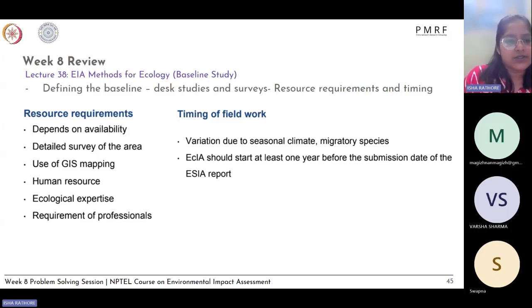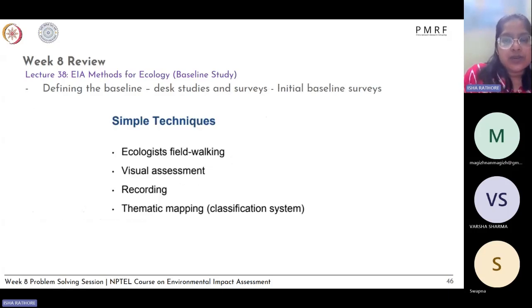For desk studies, you need to see whether there is availability of data from these organizations, which we saw in the last slide, and whether a detailed survey of the area is available. Whether you can use GIS mapping for getting that kind of data. What kind of human resource you have, what kind of ecological expertise or expert panel you have, and whether you require professionals or not to do the desk studies. Okay. So, simple techniques which can be used for your baseline studies and your field work.